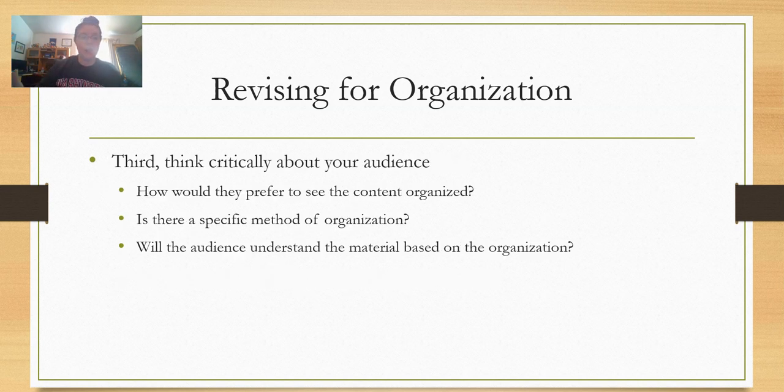Third, we want to think critically about the audience, or the people reading our work, the people who we want to engage with our material and hopefully act on our material. So we want to think about how they perceive organization. Some questions to help us get at that would be, how would they prefer to see the content organized? Is there a specific method of organization, and will the audience understand the material based on the organization that you as the writer provided?